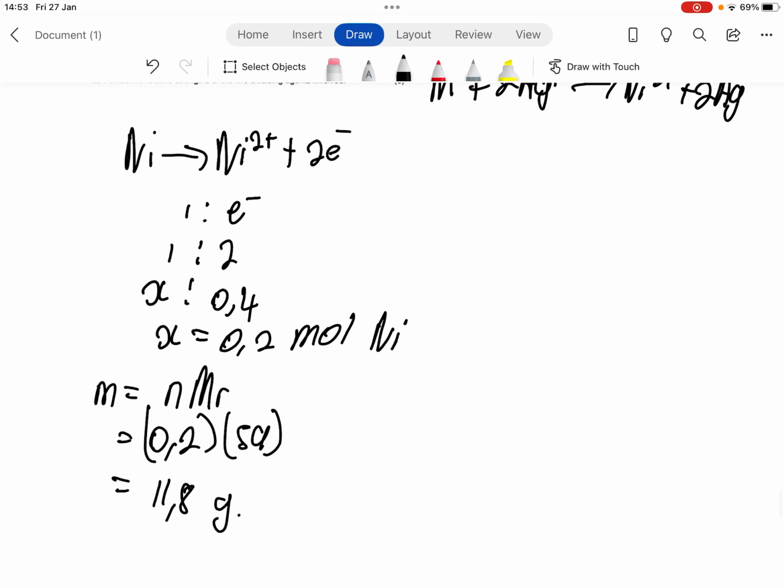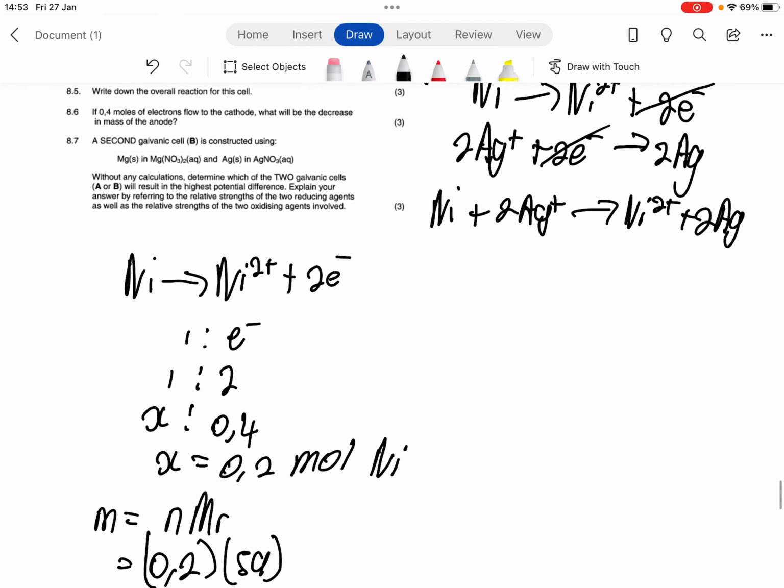From there, we're going to use our formula. Mass is equal to number of moles times the molar mass. Okay, so again, we'll just bring down that 0.2, and the molar mass of nickel is 59. Okay, from there, it's just simple maths, and we get an answer of 11.8. Okay, so that's the decrease in mass.